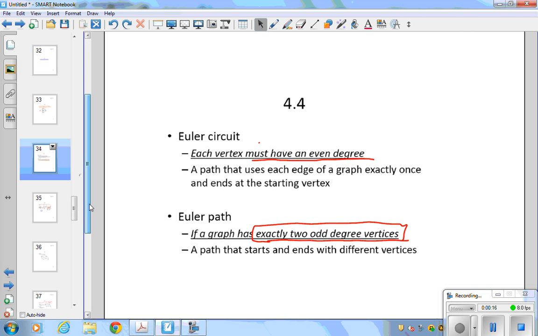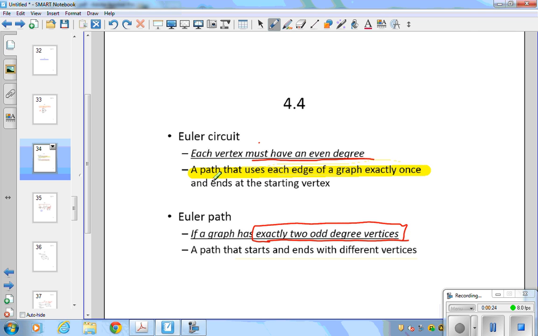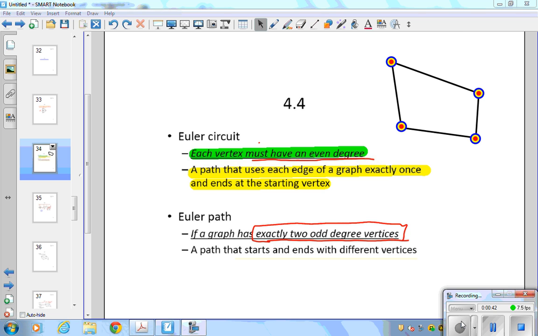A Euler circuit is a path that uses each edge of a graph exactly once and ends at the starting vertex. Now, a couple of things I want you to take note of before we move forward, and that is this. Each vertex must have an even degree. Now, this may not make any sense to you, so let me go ahead and draw something, and let's see if that can possibly shed some light.